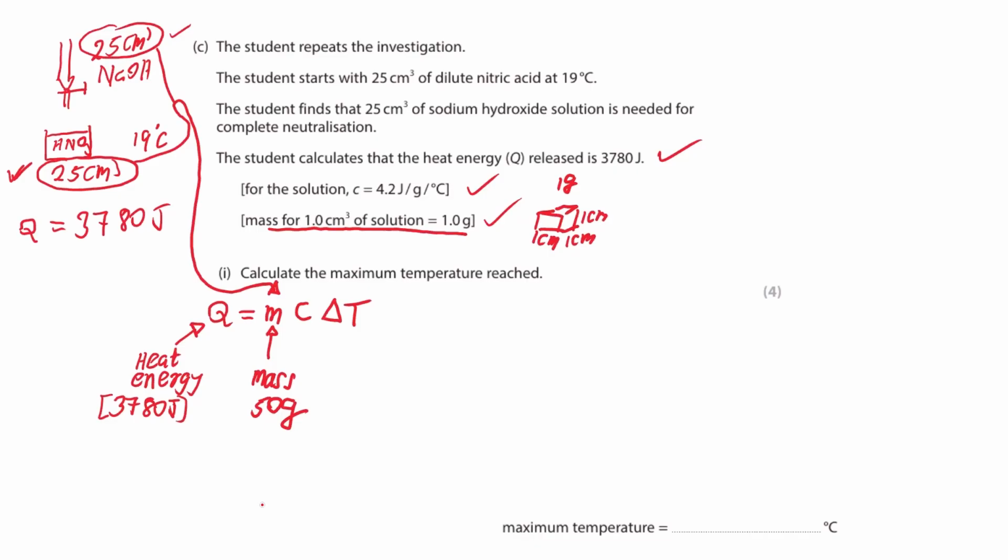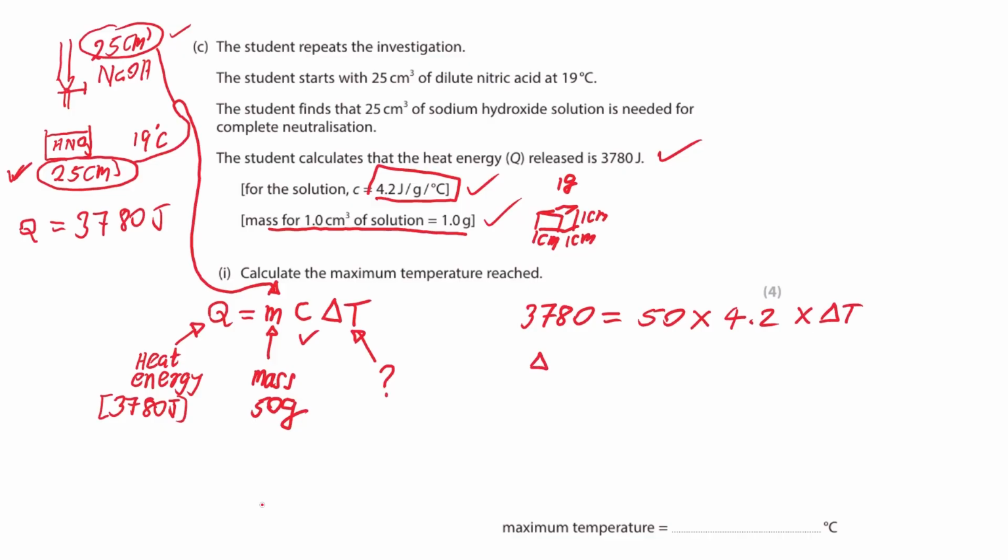Specific heat capacity is given, C, which is 4.2. Temperature change is the question. They are not asking for the temperature change, but if you find the temperature change, we'll be able to do the rest. Okay, let's put the values. So it says 3780 equals 50 times 4.2 times delta T.